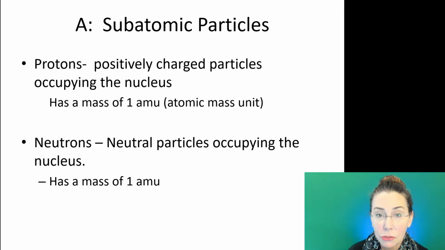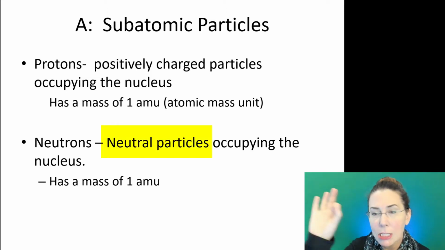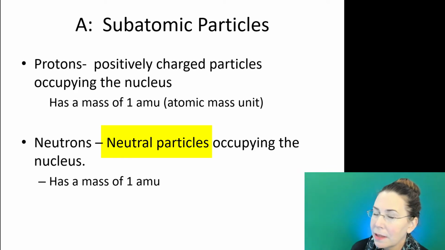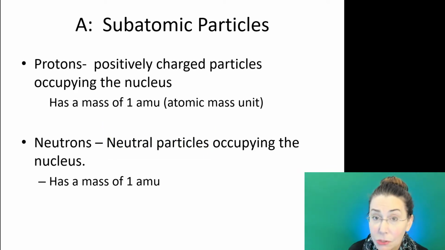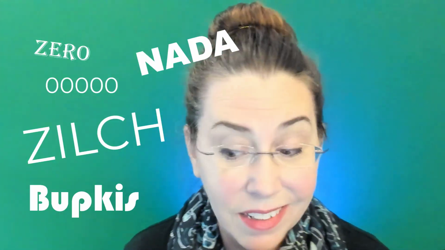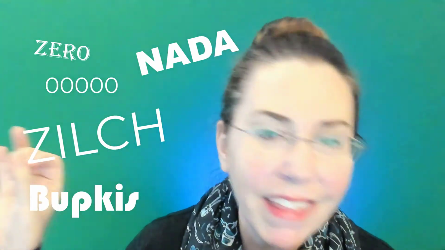Now we also have neutrons. Neutrons are neutral. Now remember, protons are positive particles. Neutrons are neutral, not negative. They're neutral particles occupying the nucleus. They also have a mass of 1 AMU. But keep in mind, because they are neutral, they have 0 charge. Nothing, nada, niet, bupkis, nothing at all.